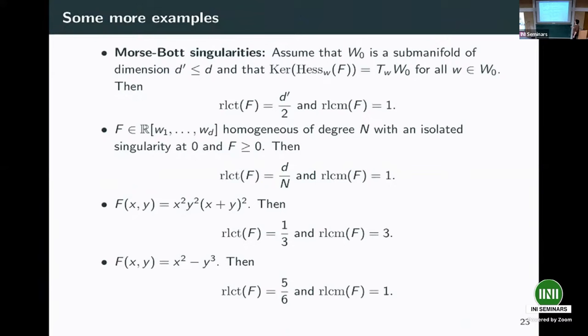So I just wanted to mention that we also know what happens for the case of Morse-Bott singularities, where you have something like a sum of squares, but fewer than the number of variables. If you know the definition, maybe I won't comment on it. In that case, this W0 is a submanifold of dimension d', and the real log-canonical threshold is d' over 2. I won't comment on this example, but just to show you that in some simple cases you can compute it. But as far as I can tell, I'm not an expert, it's quite a difficult invariant to compute if you can't explicitly write a resolution of singularities, which in general you can't.